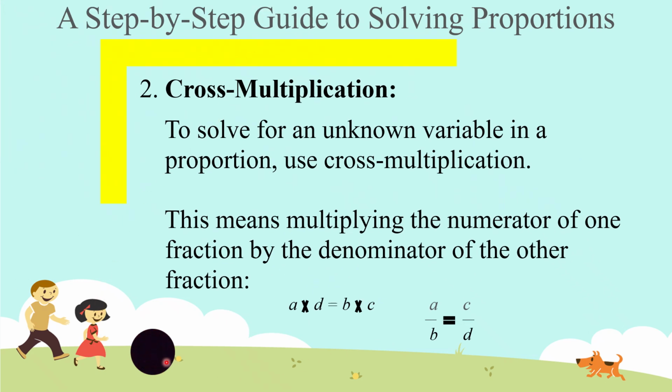2. Cross multiplication. To solve for an unknown variable in a proportion, use cross multiplication. This means multiplying the numerator of one fraction by the denominator of the other fraction. A times D equals B times C.